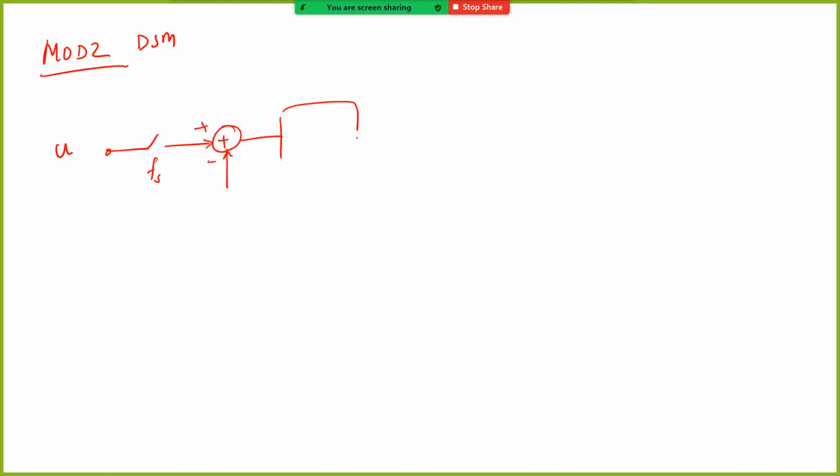So what I'm going to do now is draw the implementation of a mod 2 DSM. Okay, what is mod 2? It is a second order modulator, right? Now, we all are familiar with how a second order modulator works, right? So you basically have the sampling switch. Now we are making it more practical oriented, that is implementation oriented. Let's say this is U, this is going to be your sampler at Fs, and let's say this is plus and minus. You have your first integrator, correct?